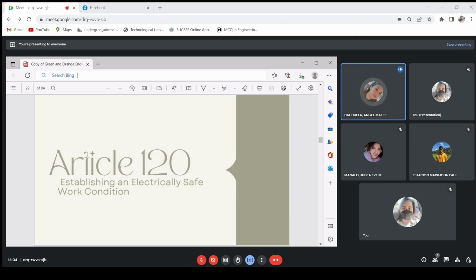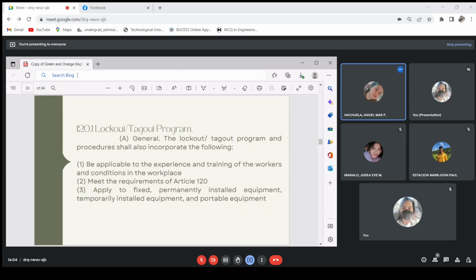Let's proceed with Article 120, establishing an electrical safe work condition. So, in general, the lockout-tagout program and the procedure shall also incorporate the following. Each employer shall establish, document, and implement a lockout-tagout program. The lockout-tagout program shall specify lockout-tagout procedures to safeguard workers from exposure to electrical hazards.